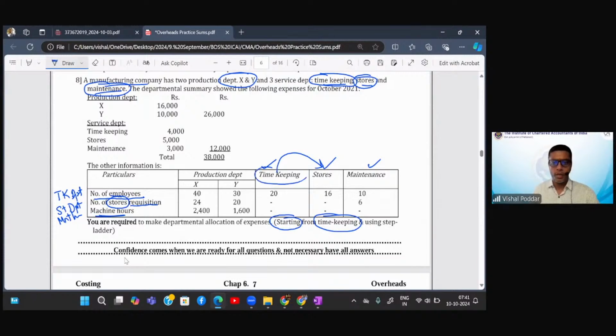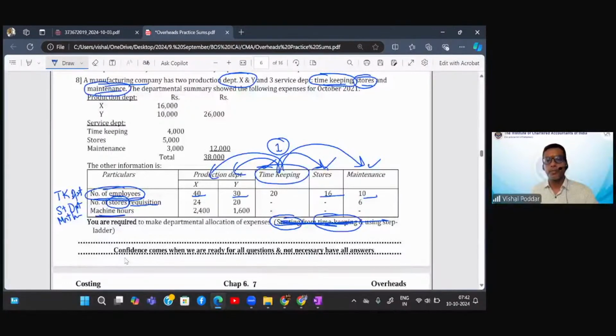Now, for timekeeping, we have selected the base as number of employees because timekeeping is done for employees. You have employees in every department. It means timekeeping is giving service to every department. So by default, even if this was not given in the question, I would have taken timekeeping as the first preference because timekeeping is giving services to all. Then comes the second one.